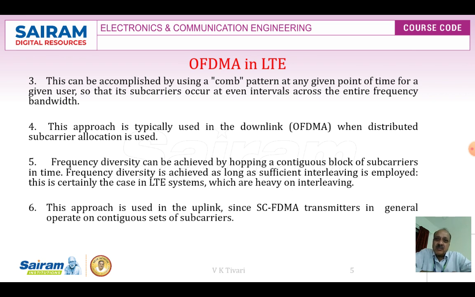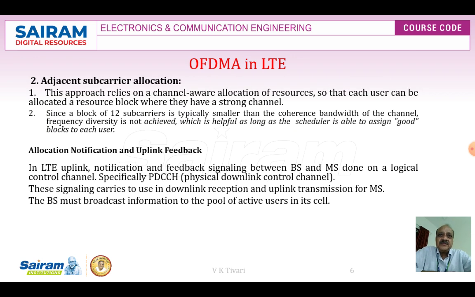This approach is used in the uplink since a single carrier FDMA transmitter in general operates on a continuous set of subcarriers. FDMA in LTE: adjacent subcarrier allocation. The approach relies on channel-aware allocation of resources so that each user can be allocated a resource block where they have a strong channel. Since a block of 12 subcarriers is typically smaller than the coherence bandwidth of the channel, frequency diversity is not achieved, which is helpful as long as the scheduler is able to assign the good blocks to each user.